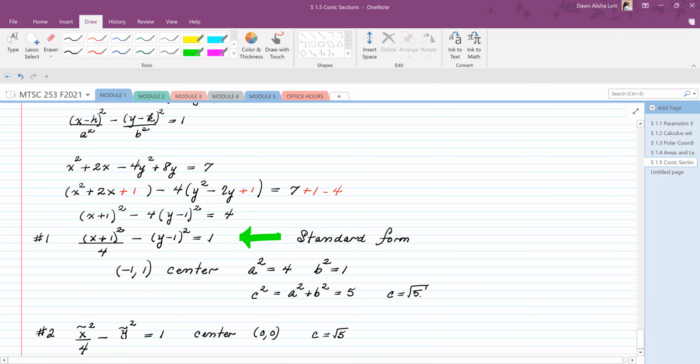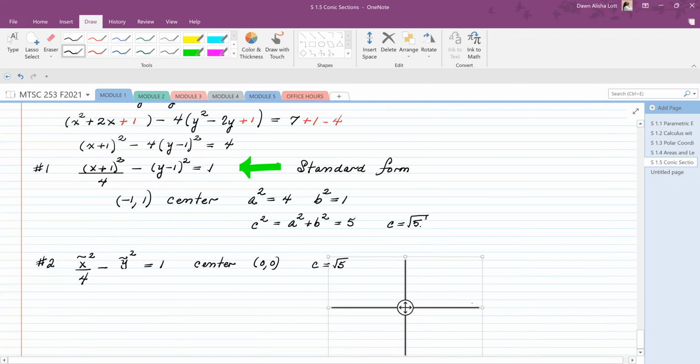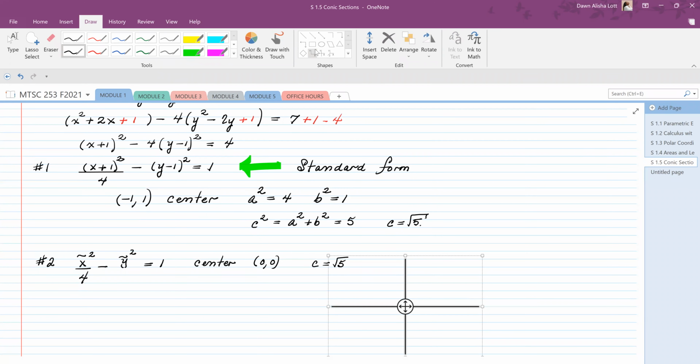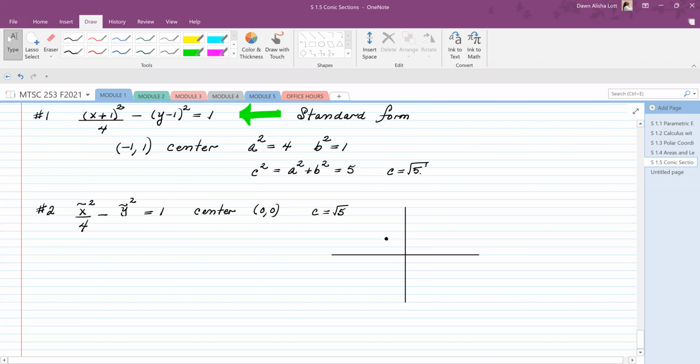It's shifted. So for this one, the center was 0, 0. Our center is now negative 1, 1. So our center is now here. That means that not only does our center move, but our foci move and our asymptotes move. Okay. So to find the asymptotes, well, let's go ahead and find the foci.